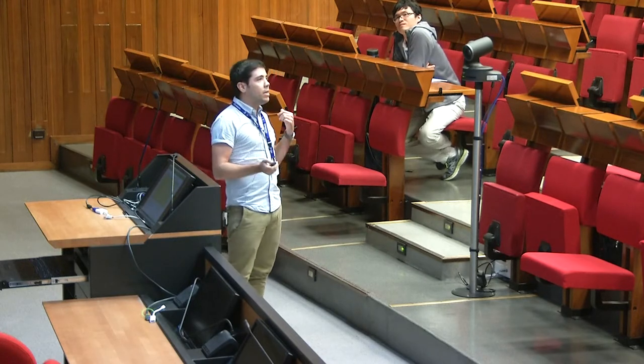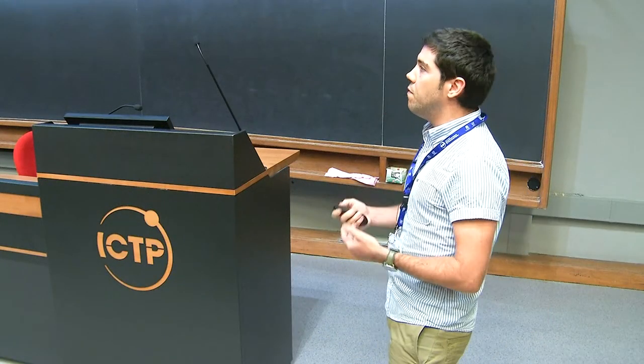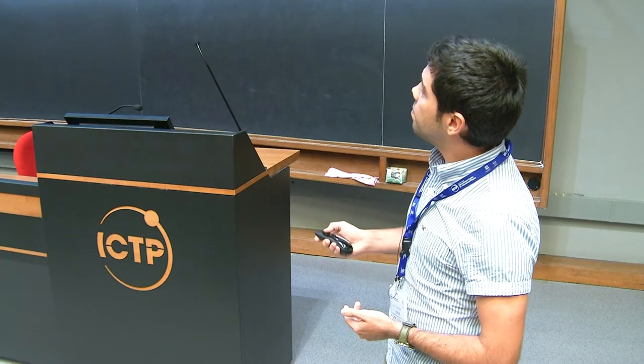So the equations I showed before for the nuclear dissociating shock must be linearized. Mass and momentum are not affected by that. Unlike energy, which is clearly affected by the nuclear dissociation taking place right behind the shock. And these two terms are what differentiate these shocks from regular shock waves. For the case when there is no nuclear dissociation, this term goes to unity, and there is no such term. So these two terms must be accounted for to fully capture this effect.